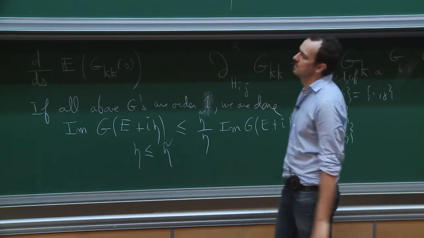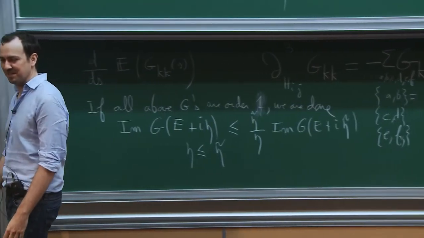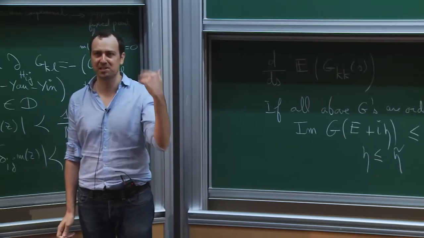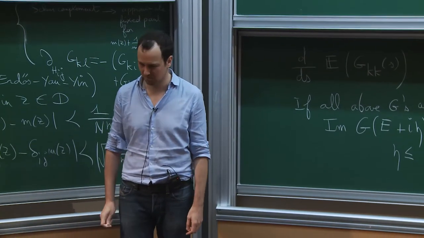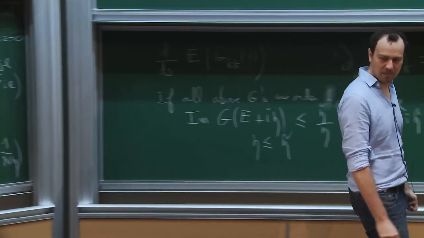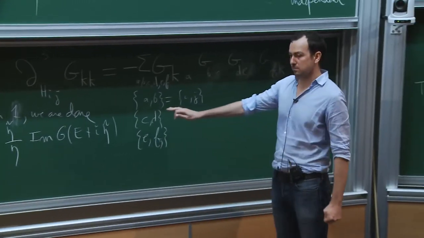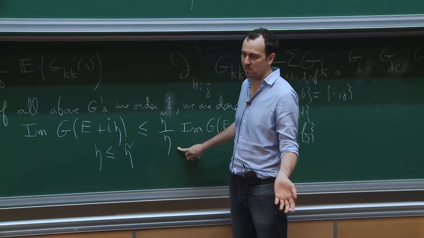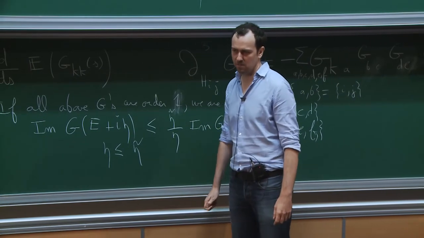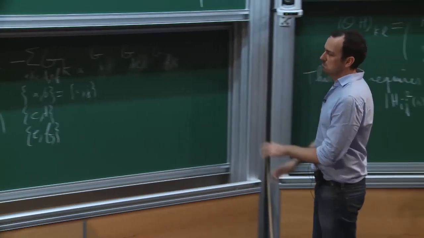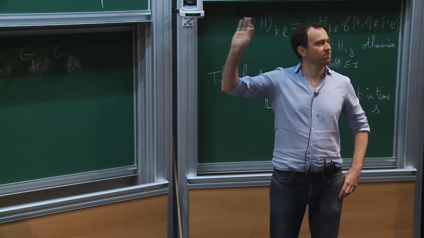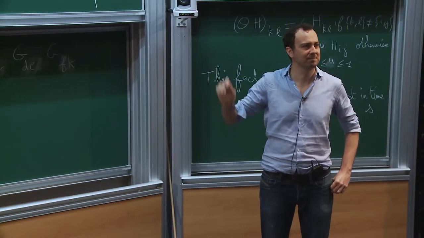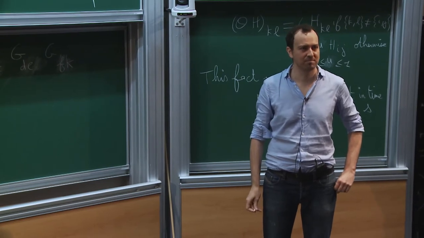This you can prove, just an exercise. It's a property of the function x squared over x squared plus 1. So you only lose a factor n to the epsilon, 2 epsilon, and then you're done. Okay. So is the sketch of the proof somehow clear to everyone? I hope the main ideas are clear.